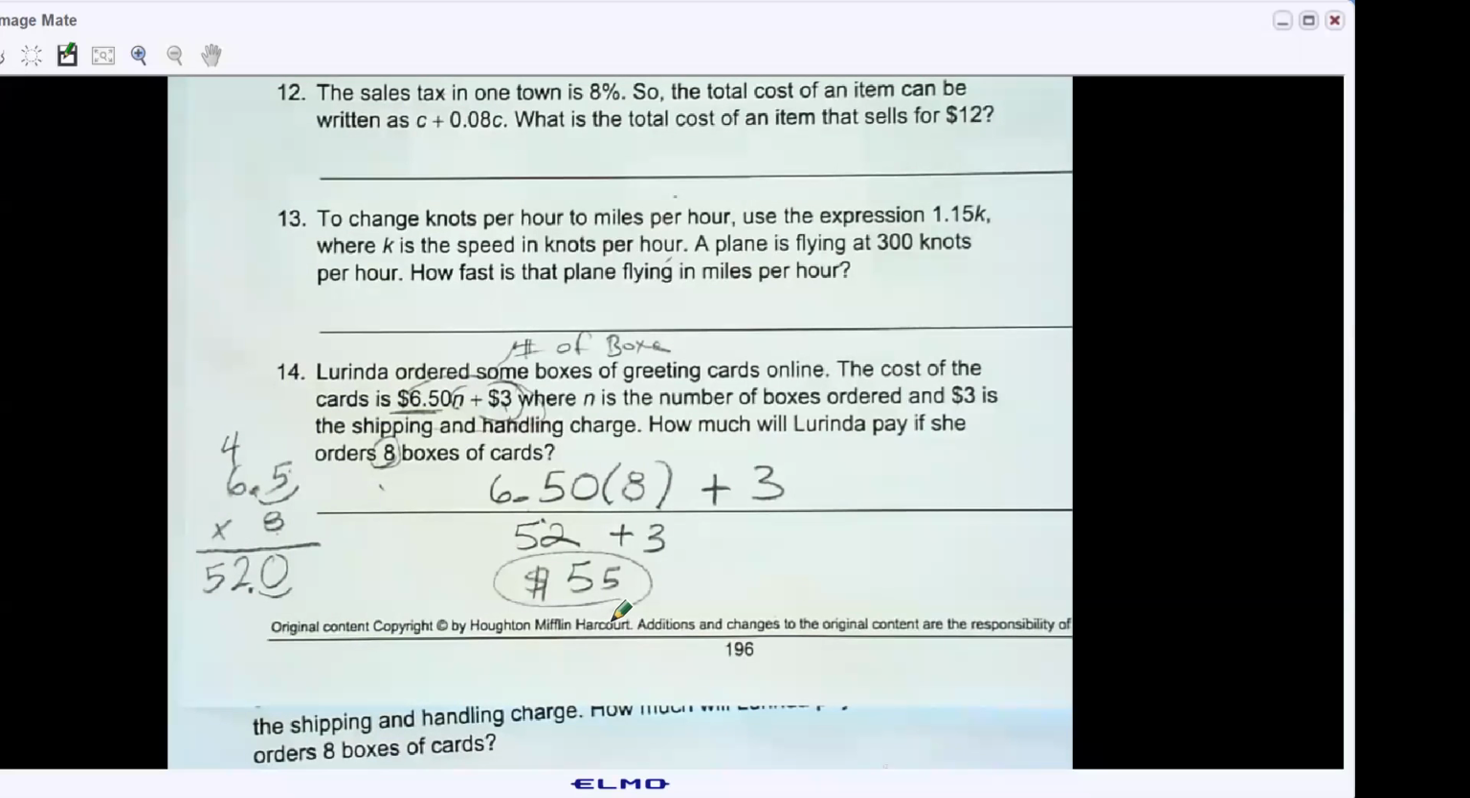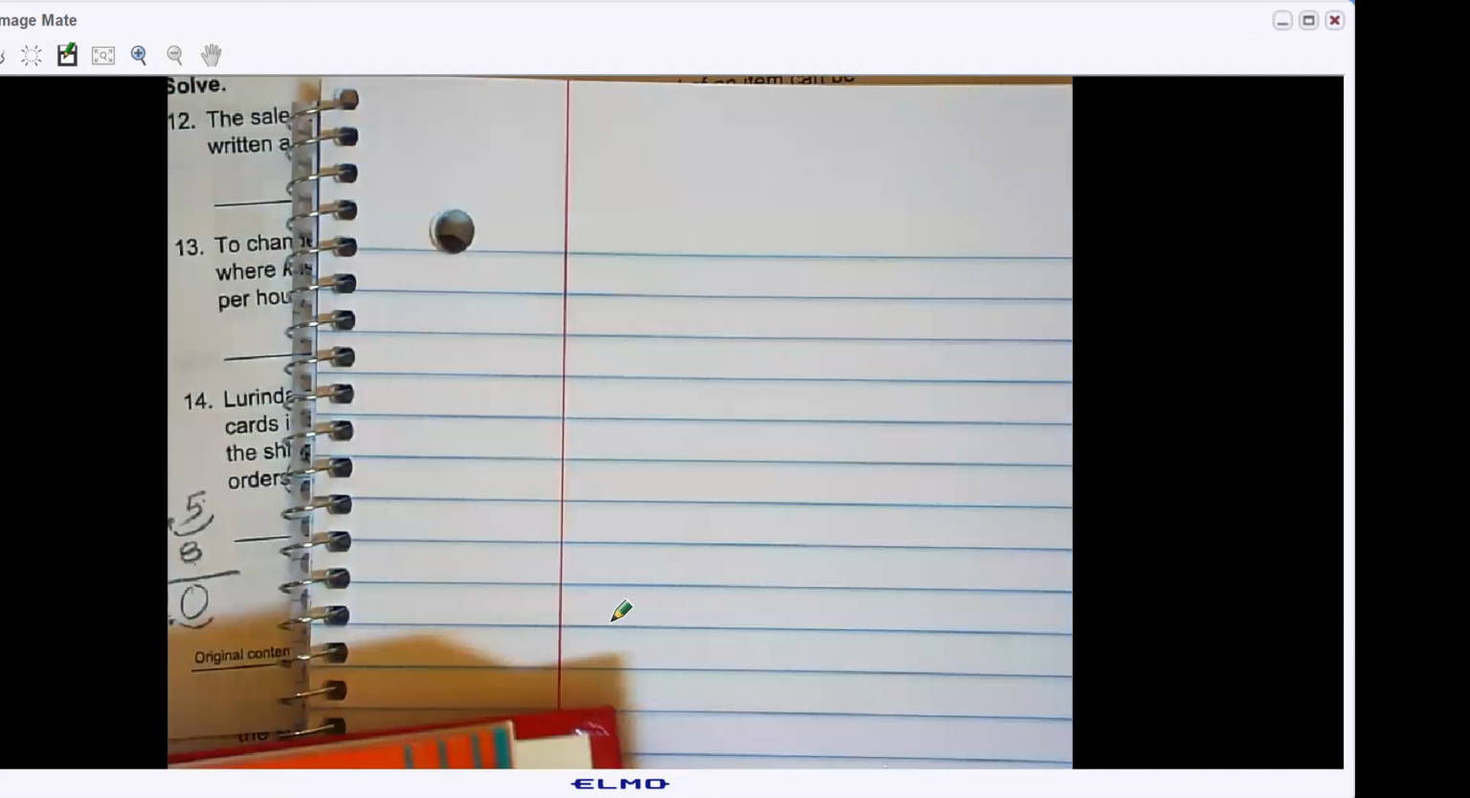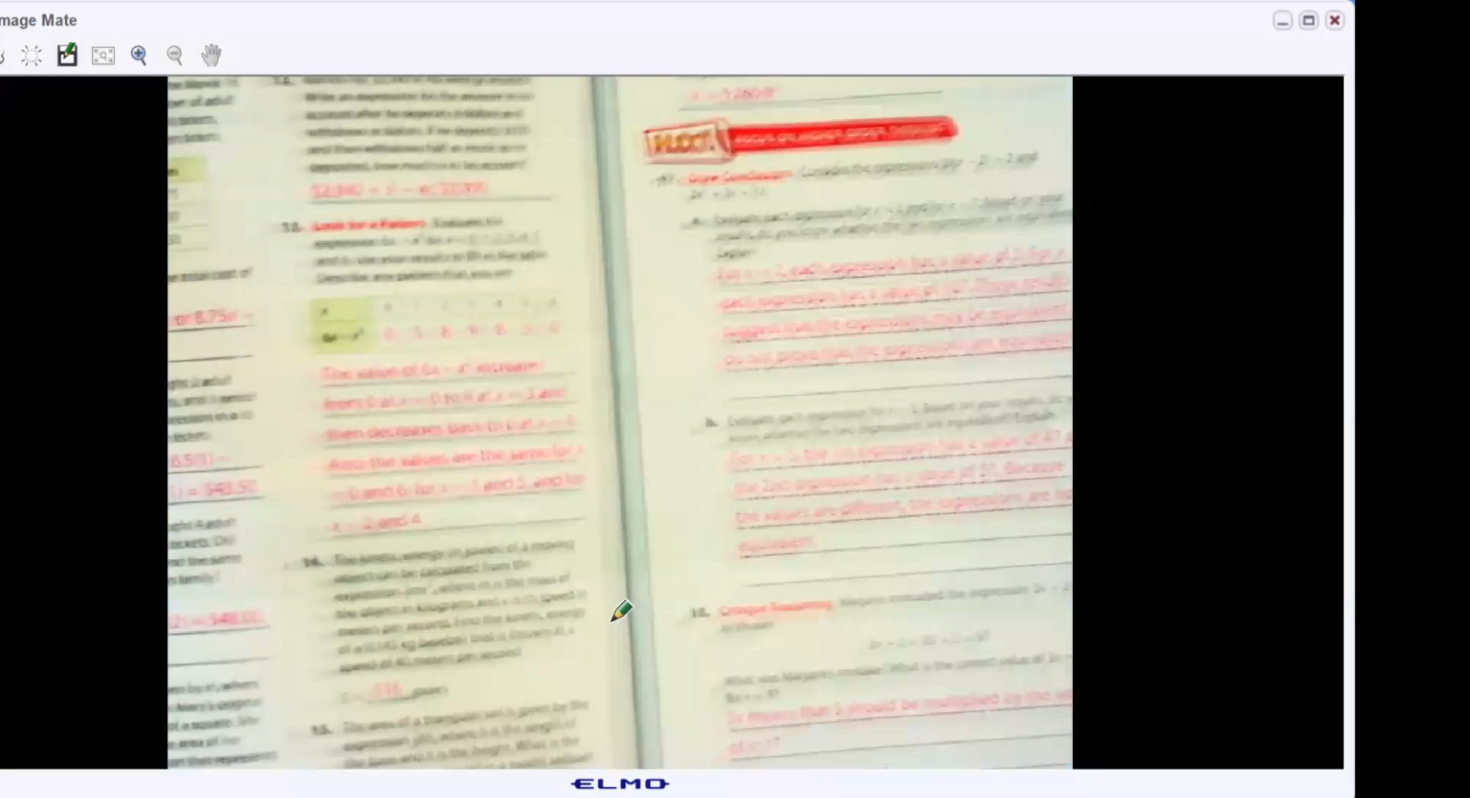Okay, new fresh piece of paper. Let's do one more. Where's my paper? Mrs. Kirby, you lost your paper. Found it. Okay. I'm just peeking in the book. I'm going to look at number 14.